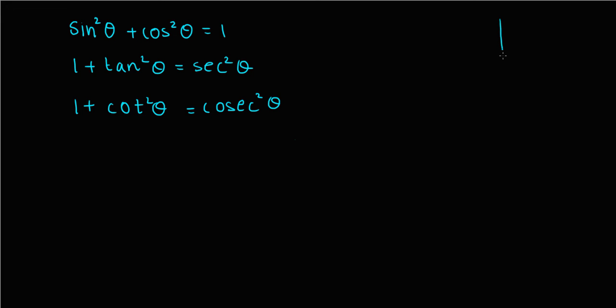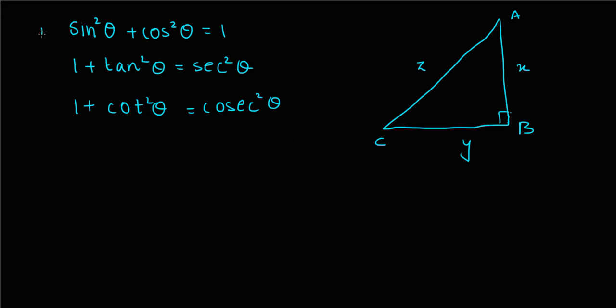For this I'll take a right angle triangle. Let's say I have a right angle triangle ABC, right angled at B. Let this side be equal to x, this is y, and this is z. Now we'll start with the first one, that is to prove that sine square theta plus cos square theta is 1. In my LHS I have sine square theta plus cos square theta.